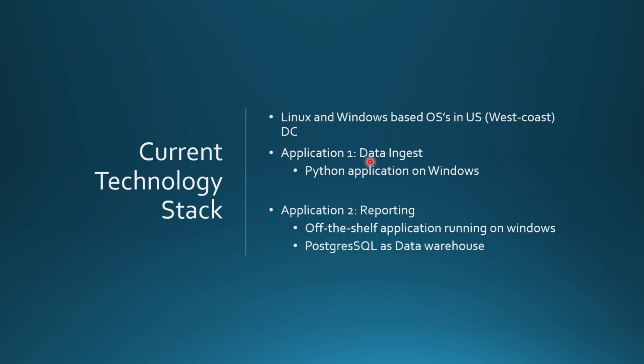As we have seen before, the data ingestion is taken care of by this Python application, which will get the files, unzip the files, or if there is any transformation, it might do the transformation, and it will put that into the database. And the reporting application is what the BAs, the business analysts from their company, use, and there are around 10 business analysts. They have an off-the-shelf application running on Windows, and they use Postgres as a data warehouse.